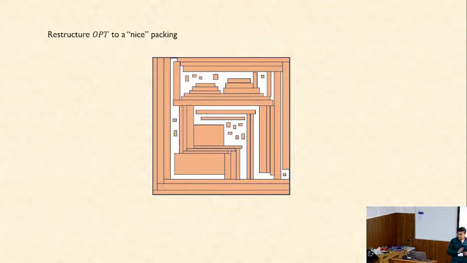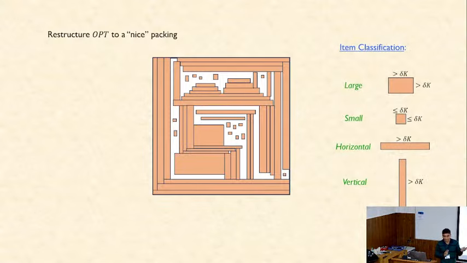Let's begin with the classification of these rectangles. Here delta is some constant depending on epsilon. We call a rectangle large if both of its dimensions exceed delta k. We call it small if both of its sides are at most delta k. Among the remaining rectangles, if the width of a rectangle is more than delta k, we call them horizontal, and the remaining ones are called vertical rectangles. Let's begin with the large rectangles.